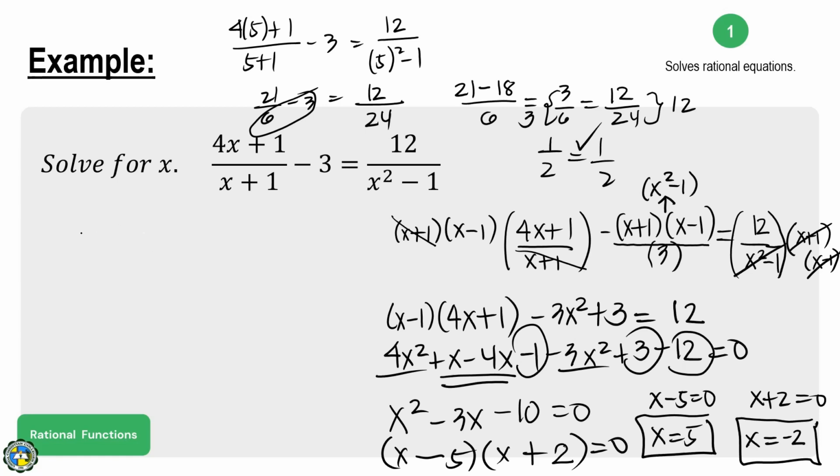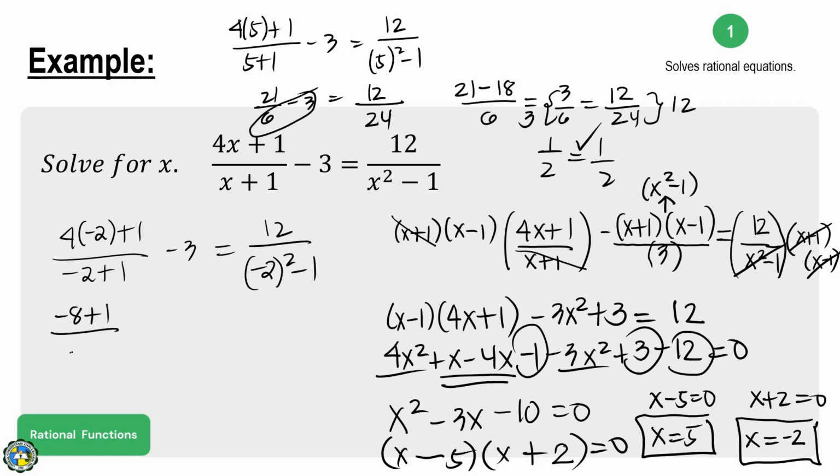Okay, so let's have it in this side, no? 4 times negative 2 plus 1 all over negative 2 plus 1 minus 3 equals 12 all over negative 2 squared minus 1. So this will be negative 8 plus 1 all over negative 1 minus 3 equals 12 over positive 4 minus 1. Here, pag sinimplify, negative 7 divided by negative 1, that is 7 minus 3 equals 12 divided by 3 po. So therefore, this will be 4 equals 4.